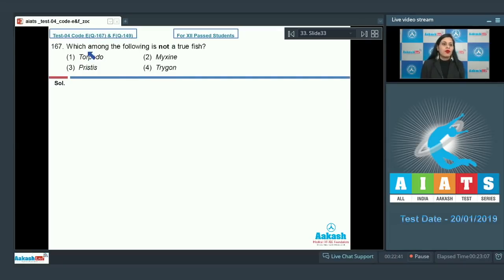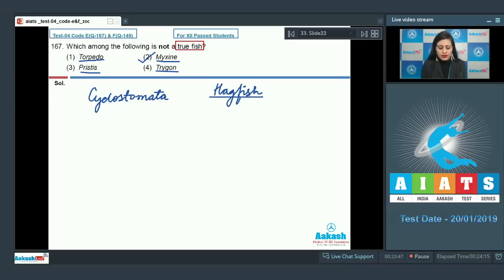Question number 167. Which among the following is not a true fish? And the options given are torpedo, myxine, pristis, and trigon. And the correct answer to this question is option number 2, that is myxine. Because myxines belong to the class Cyclostomata. So this myxine, which is commonly known as hagfish, belongs to the class Cyclostomata, and it is not a true fish. True fish are those which belong to the superclass Pisces, or to the classes Chondrichthyes or class Osteichthyes.